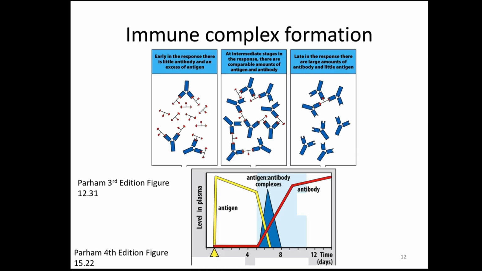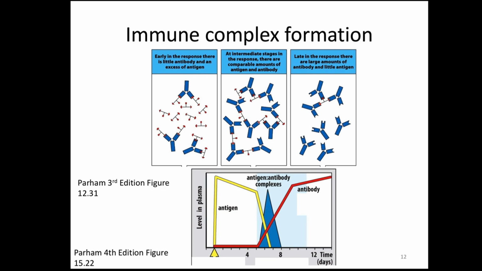And so what the graph at the bottom is showing you is that, if there's too much antigen, this doesn't really work. If there's too much antibody, it doesn't really work. But if there's just this middle amount of both, then we're going to see these antigen-antibody complexes form.